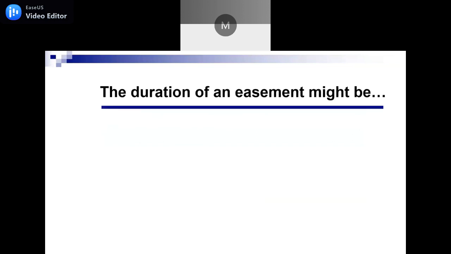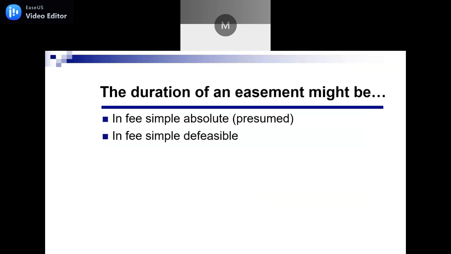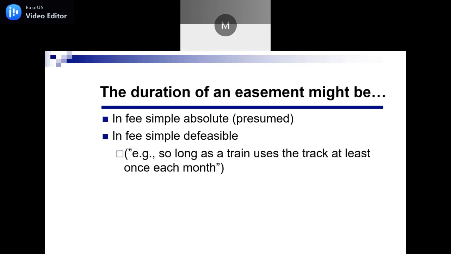Now, of course, an easement doesn't have to be in fee simple. We presume that an easement's in fee simple, just as we do with an estate, if nothing to the contrary is stated. However, if we read the grant, we might find that an easement is intended to last for less than indefinitely. For example, it might be in fee simple defeasible. You'll remember fee simple defeasibles when we talked about estates. Well, easements can be in fee simple defeasible as well.